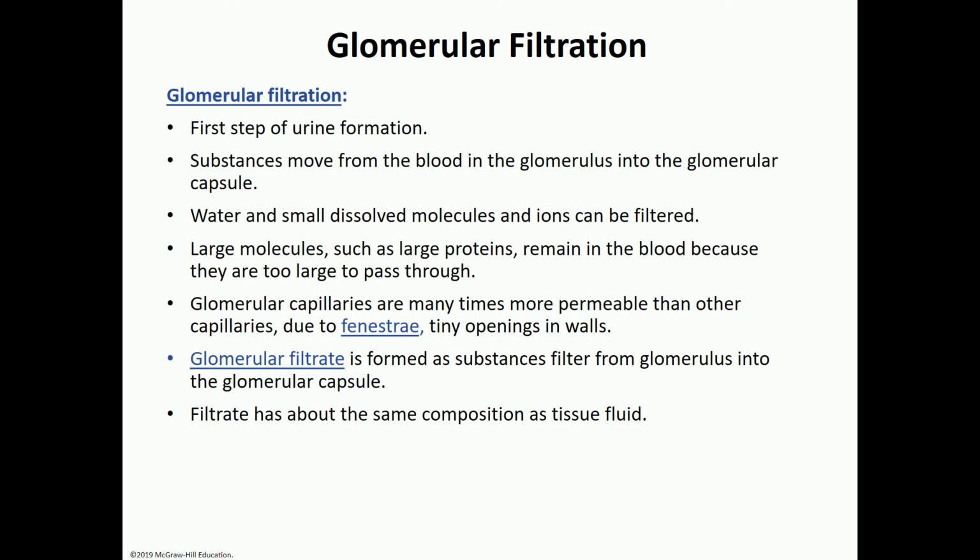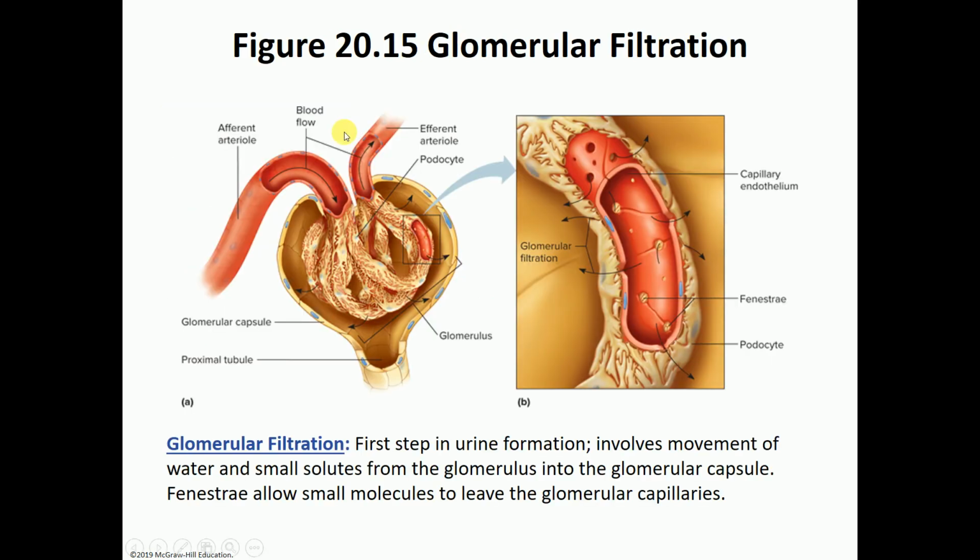First step again is glomerular filtration, where everything that's in blood will be filtered with the exception of the big molecules of plasma protein. So the filtrate really ends up having the exact composition as interstitial fluid. And we've seen the structure of the glomerulus, and we've seen the podocytes surrounding the glomerular capillaries.